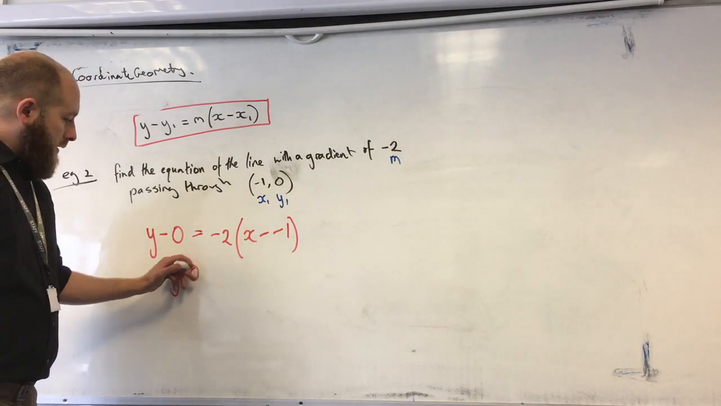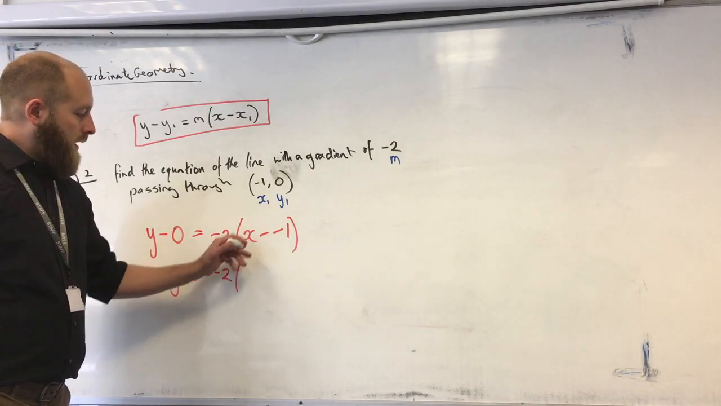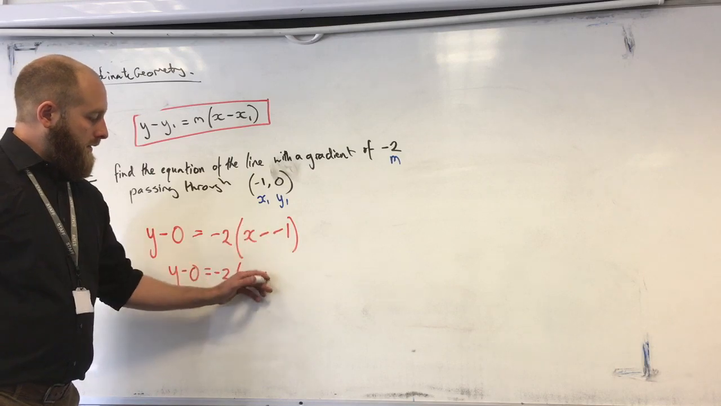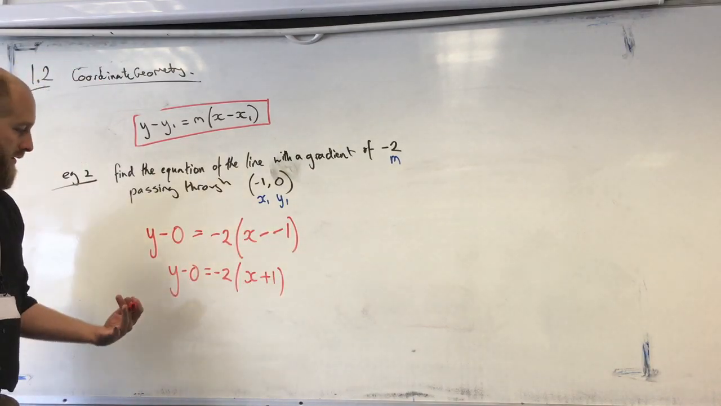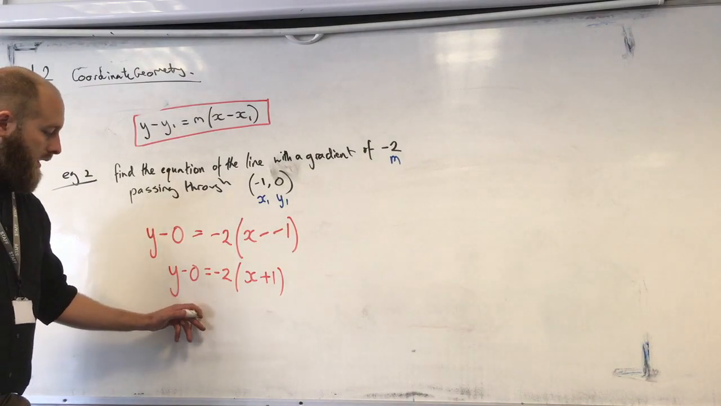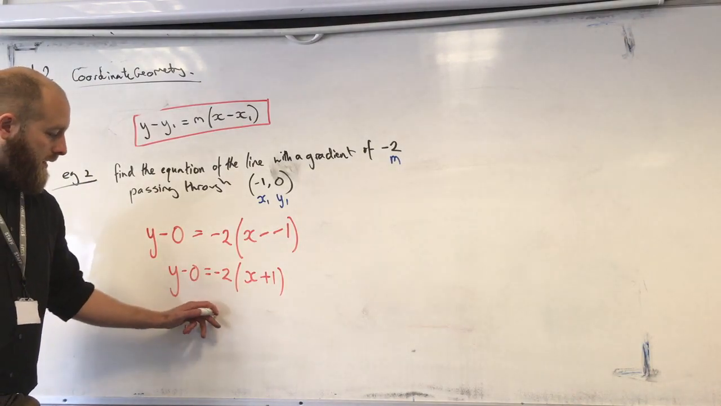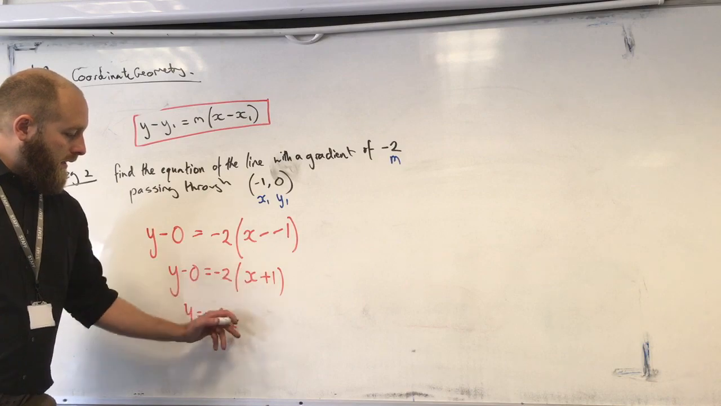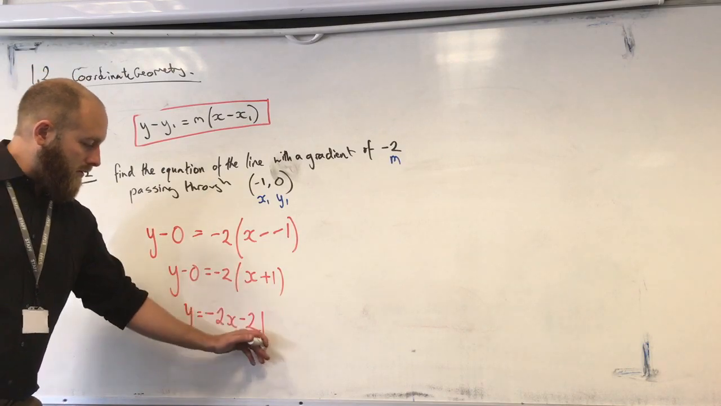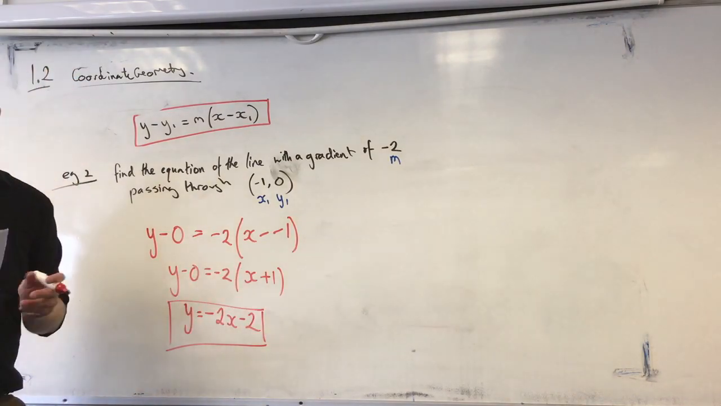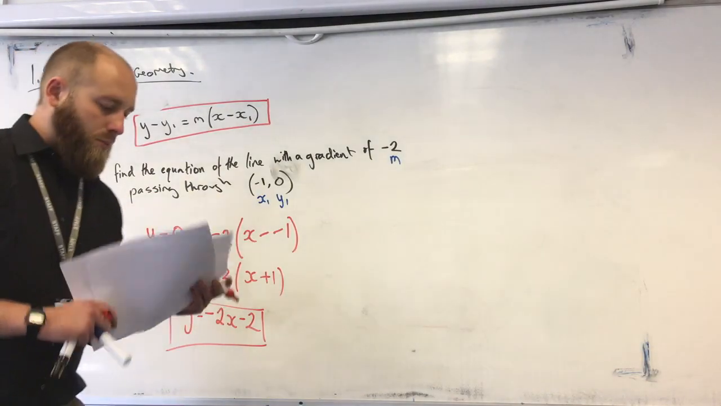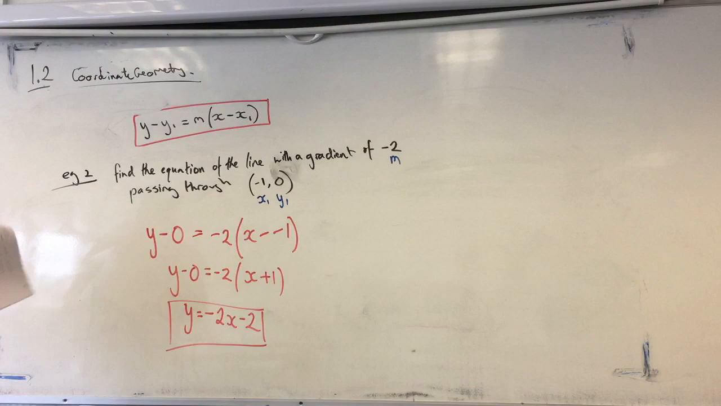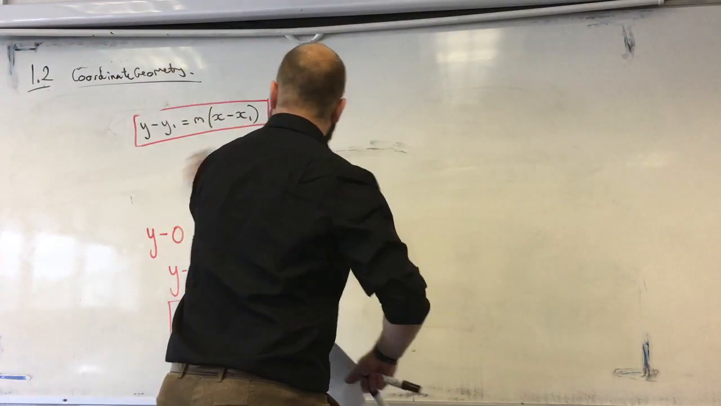So y minus 0 equals minus 2 times (x minus a minus), which is plus 1 there. y minus 0 is going to stay as y, so we just say y equals, and now expand the brackets, minus 2x minus 2. So there is our equation of the line. Cool, right, so that's what happens if you know one point and one gradient. That won't always be the case though, as you're about to see.